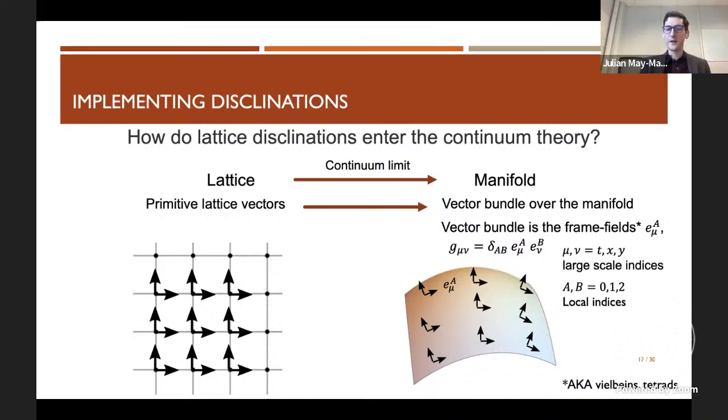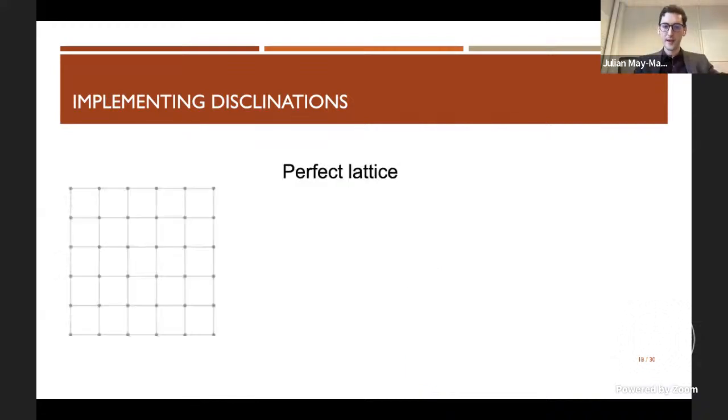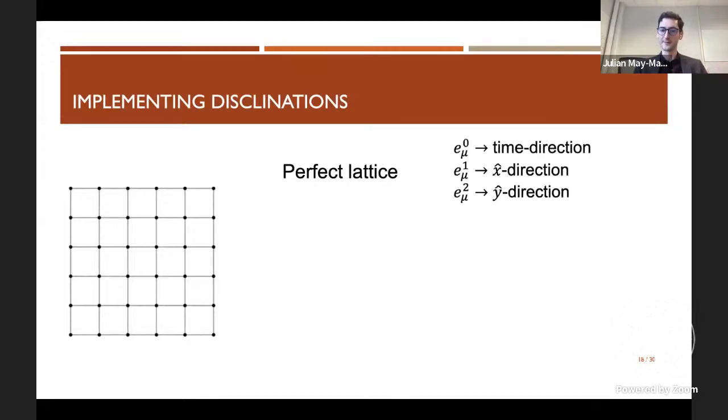So with this in mind, we're going to want to find a way to identify our primitive lattice vectors with our frame fields. So let's try doing this first in the context of just a perfect lattice. So no defects, normal square lattice, nothing special going on. We want to identify this e_0^μ with a time direction, which is normally part of our lattice. And we want to identify then e_1^μ and e_2^μ with the x-hat and y-hat directions of our lattice.